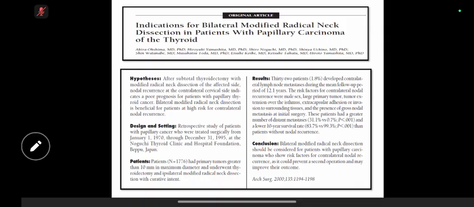This patient had a greater number of distant metastasis, that is 31.1%, and a lower 10-year survival rate as compared to patients without nodal recurrence. So they concluded that bilateral modified radical neck dissection should be considered for patients with papillary carcinoma who show risk factors for contralateral nodal recurrence, as it could prevent a second operation and may improve the outcome.